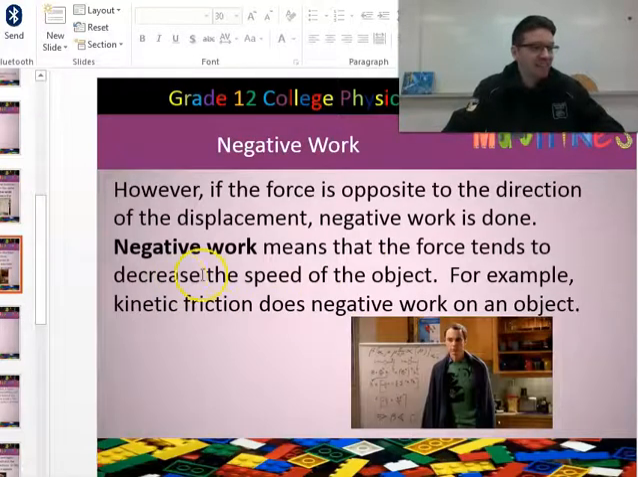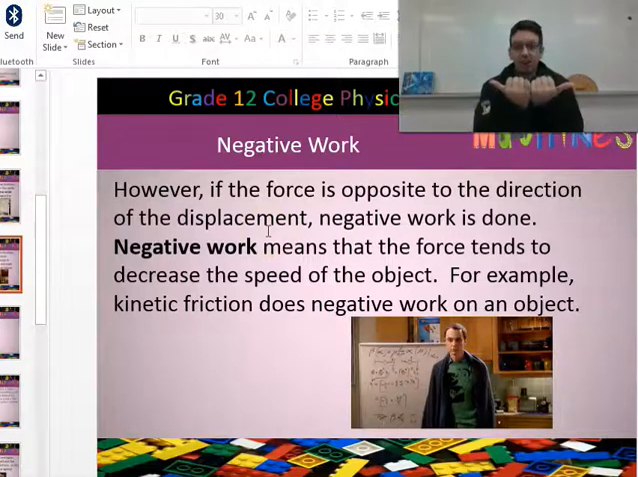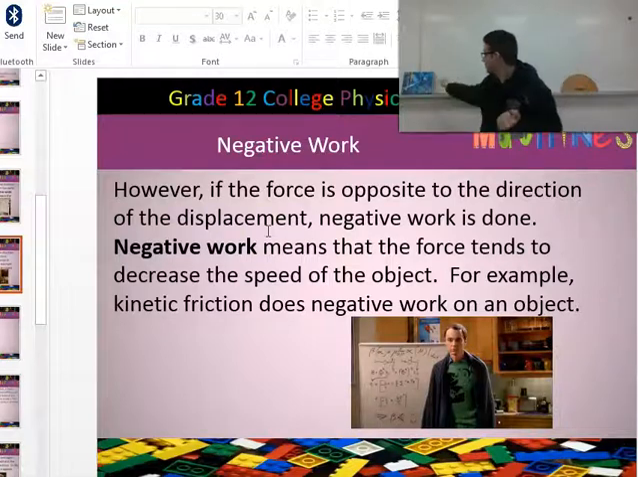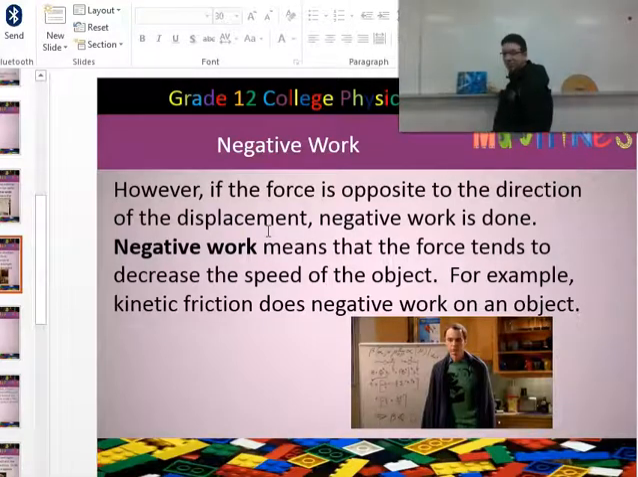Okay, but there is negative work. Negative work is when you have the force vector and the displacement vector in opposite directions. A common example would be friction. Friction does negative work. You saw when I pushed the textbook, originally I gave it energy, but then it came to a stop.